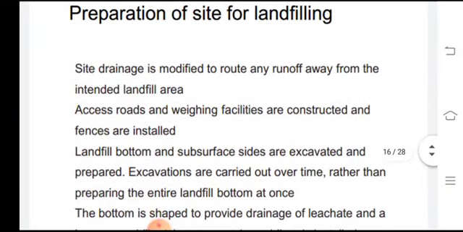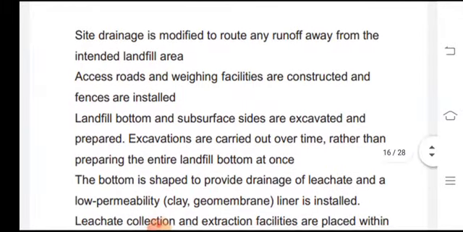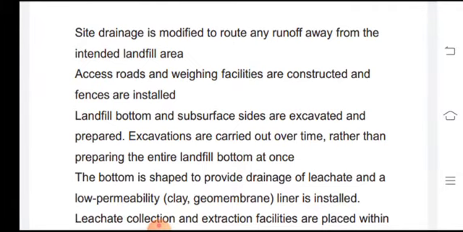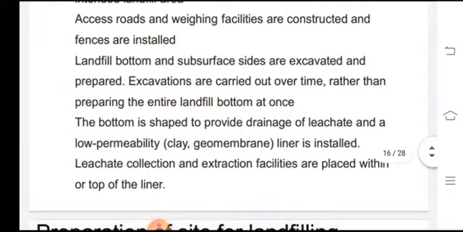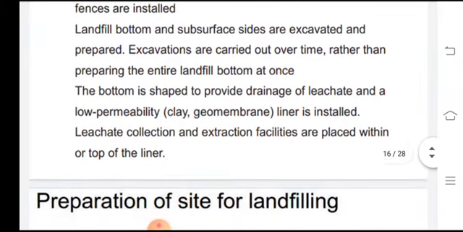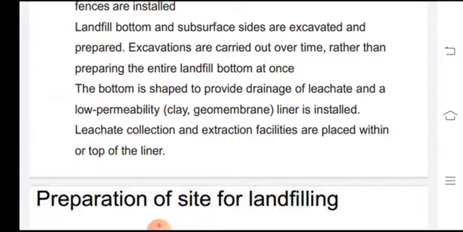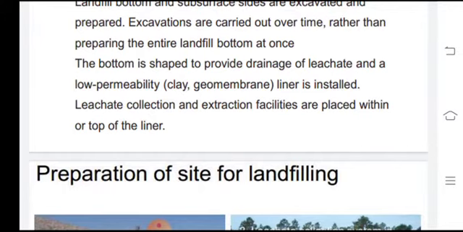So, preparation of the site for landfill. Again, the drainage is modified to route any runoff away from the intended landfill area. Access roads and weighing facilities are constructed and fences are installed. Landfill bottom and subsurface sites are excavated and prepared. Excavations are carried out over time rather than preparing the entire landfill bottom at once, so the excavations are only as per the requirement.